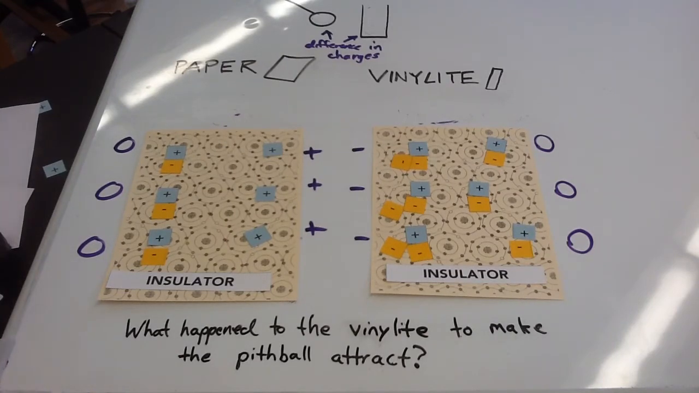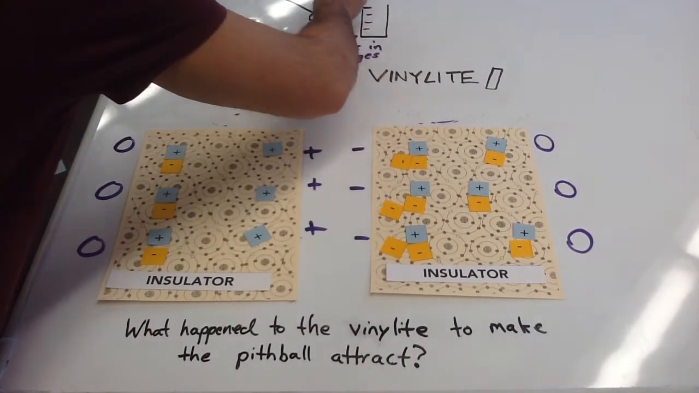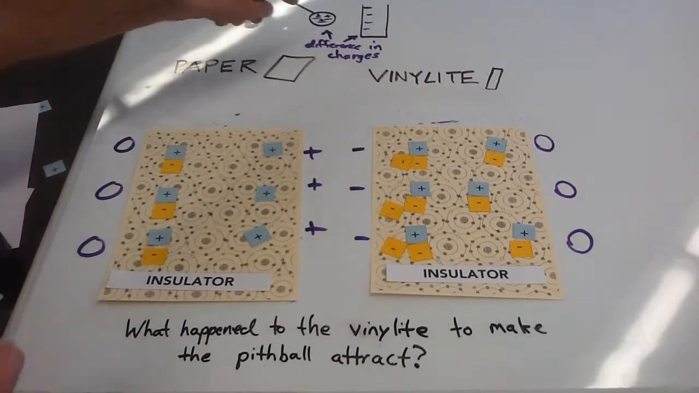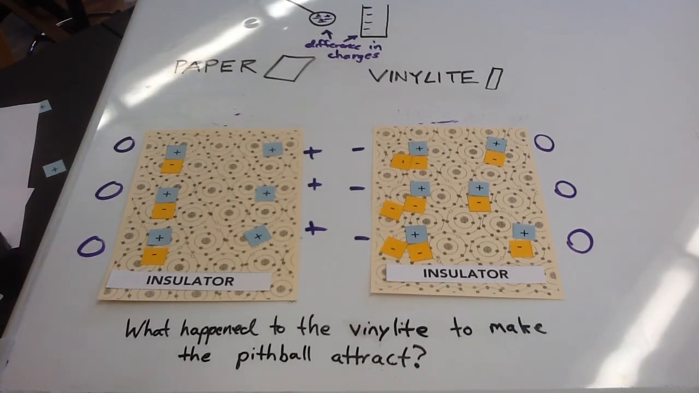All right. So now we're going to go back to that question, well, what happened to the Vinylite strip to make that pith ball attract? Well, if we look at our Vinylite strip, it's negative right here, and the pith ball is going to be neutral. So I do have a difference in charge, just like I had said in the beginning of the video. And if I have a difference in charges, that's going to make those two objects attract.